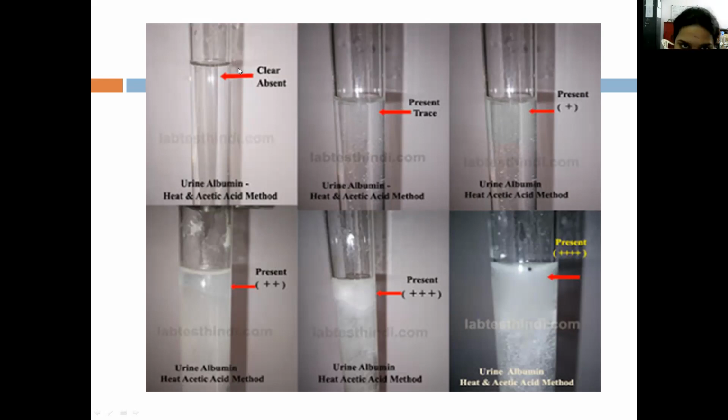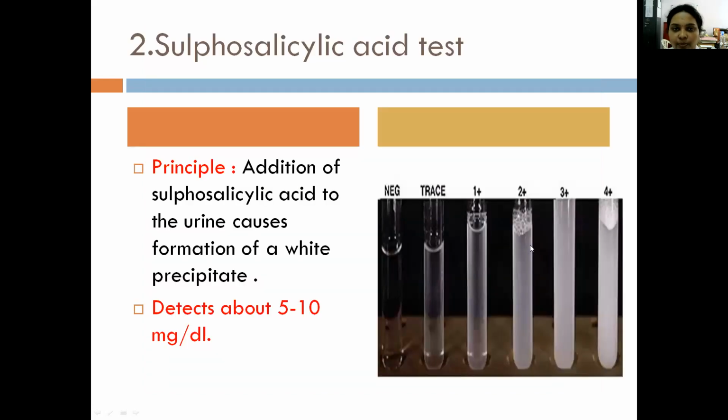So this is the first stage. It is absent. There is no cloudiness. Here, mild, moderate. As the concentration of the protein in the urine increases, the precipitate also increases in density.